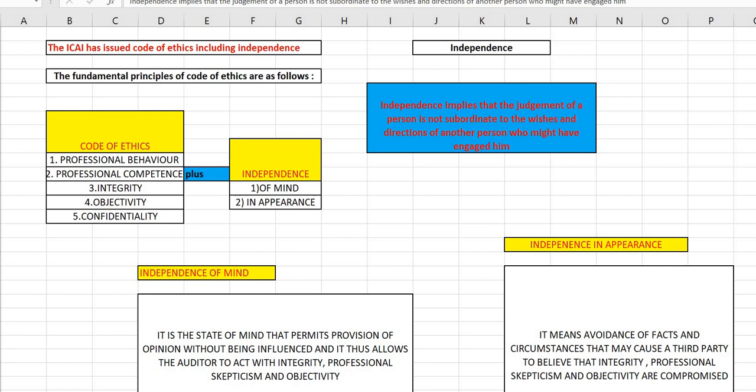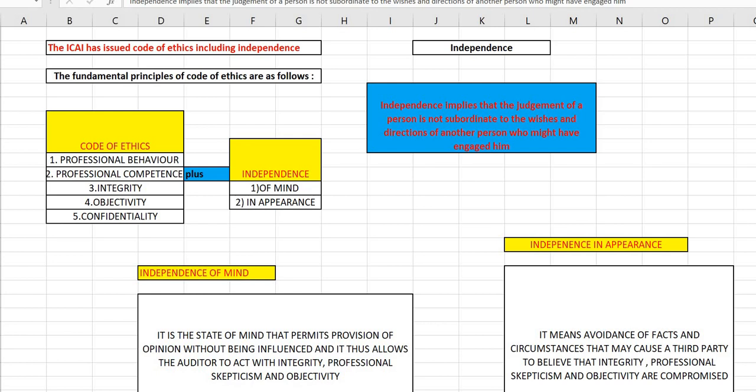Basically, the ICAI, the Institute of Chartered Accountants of India, is the body which issues the code of ethics, including independence. The fundamental principles of the code of ethics were discussed in the previous video. Plus independence, the independence of mind and in appearance, were also discussed there. If you haven't watched it already, please do watch that video before you watch this one. Let's understand the meaning of independence now.